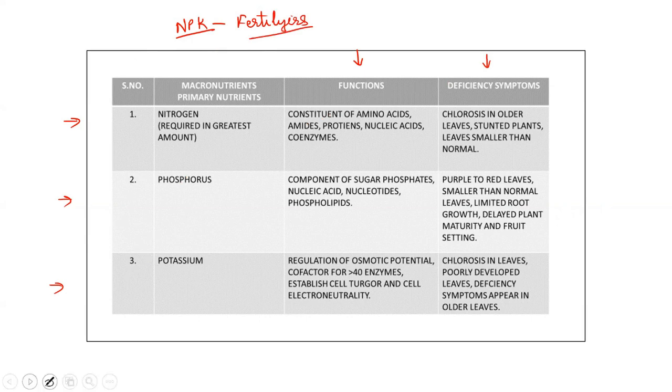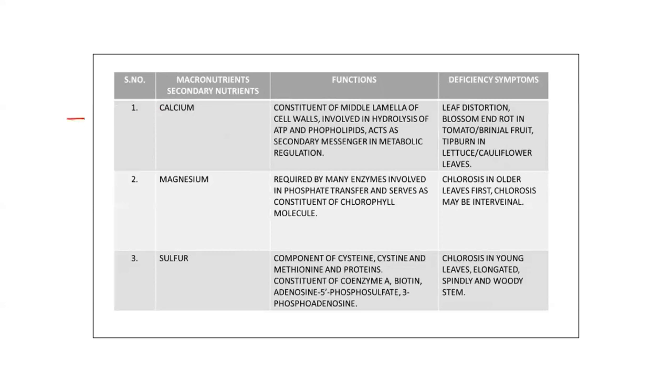Then we talk about the secondary nutrients. These are also three: calcium, magnesium, and sulfur. And in this table also you will find the various functions that are controlled by these nutrients. So what we have done is we have divided the macronutrients into two parts: primary nutrients and secondary nutrients. Primary nutrients include NPK and secondary nutrients include calcium, magnesium and sulfur. Then you should be knowing about the individual functions of these in the plant.